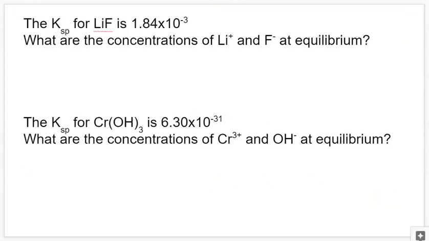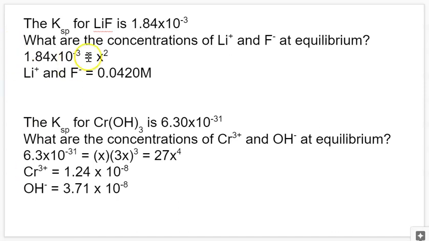All right. So let's apply this. Say the Ksp for lithium fluoride is 1.84 times 10 to the negative 3. Let's solve for the concentrations of lithium ions and fluoride ions at equilibrium. And then also, we're going to use the Ksp for chromium 3 hydroxide, which is 6.30 times 10 to the negative 31, and calculate the concentrations of chromium ions and hydroxide ions at equilibrium.